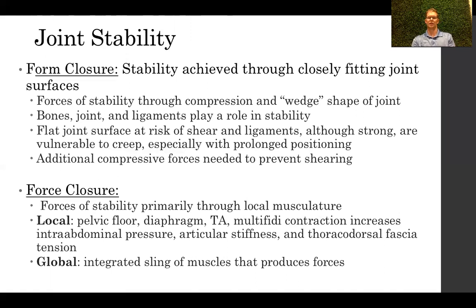Force closure is then going to be the muscular stability. So form is bony, and then force is muscular. I think that makes sense because muscles can produce force, so they help give this extra stability and compression through their muscle activation. Some local forms of force closure are going to be your pelvic floor, your diaphragm, your TA, your multifidi, so really those core muscles that we think about, because those help increase intra-abdominal pressure, they help create joint stiffness, they create tension in the thoracodorsal fascia. And then also on a more global level, we have these slings that run throughout the body that also help create force closure at the SI joint.